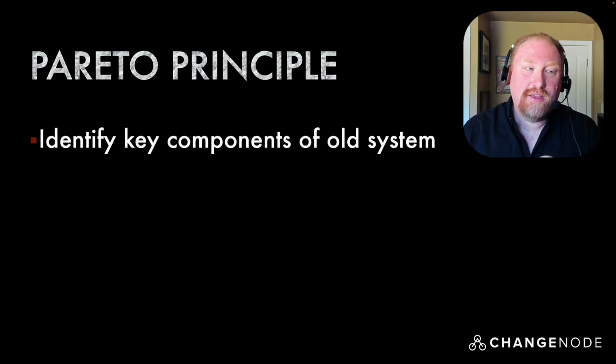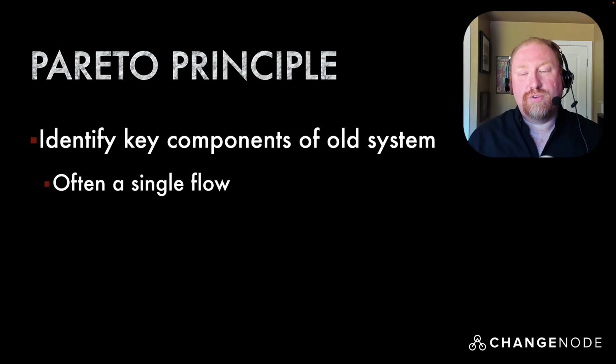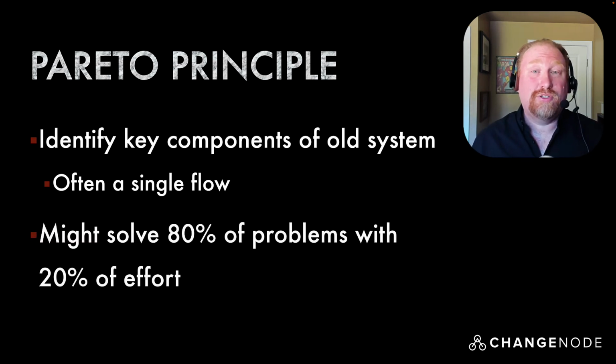Next is the Pareto Principle, which you'll sometimes hear referred to as the 80-20 rule. Basically the idea is that when you're going through the old system, more often than not, you'll find that there's one flow or a handful of flows that actually cover the vast majority of the things in the old application. This isn't true for everything, obviously, but if you can hook up analytics to the old app, if there's some way to track the usage, more often than not, you'll find there are certain workflows that are really key to the business that cover a lot of the usage, and that might be a very small chunk of code to port.